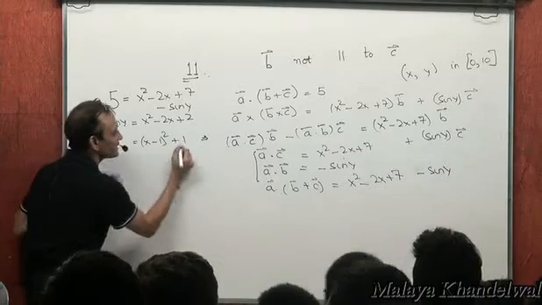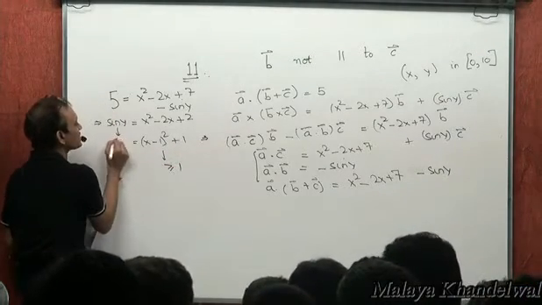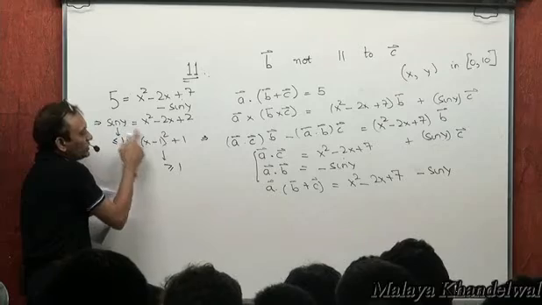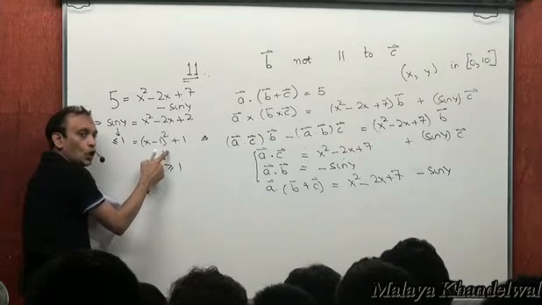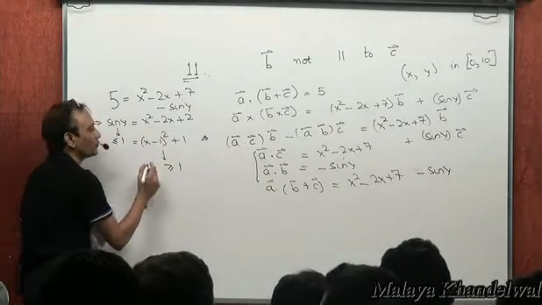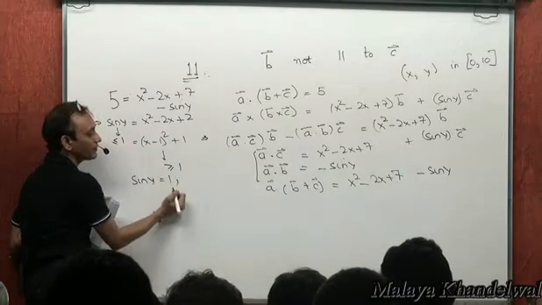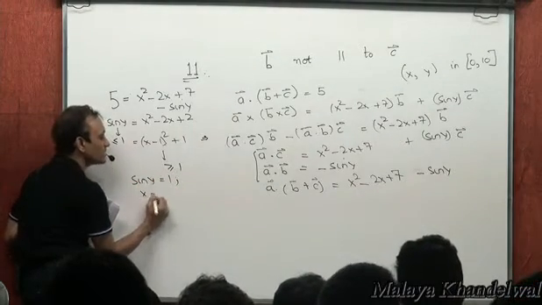See, this is always greater than or equal to 1, but this is always less than or equal to 1. In order that this equality occurs, the only possibility is both equal to 1. Both equal to 1 means sin y equals 1 and x must be equal to 1.